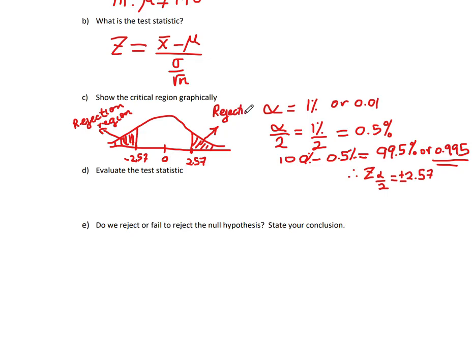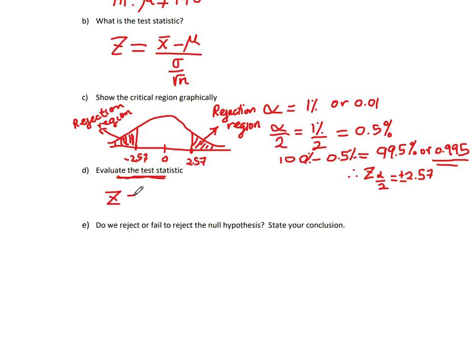So this is my rejection region right there, both on the right and the left of the value here. To the right of the critical value of 2.57 is rejection region, and to the left of negative 2.57 is also rejection region. So we'll come back to the curve shortly, but before that we're asked to evaluate the test statistic.